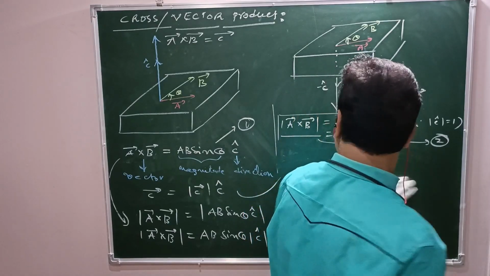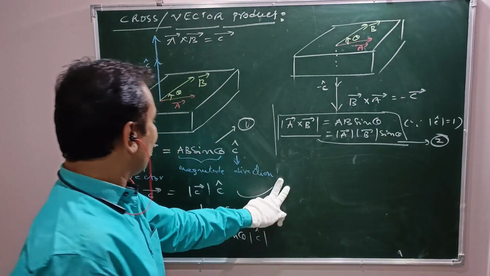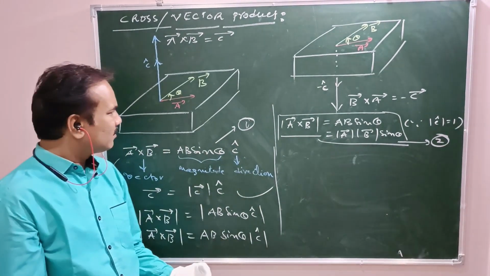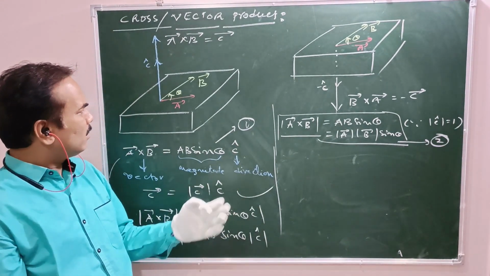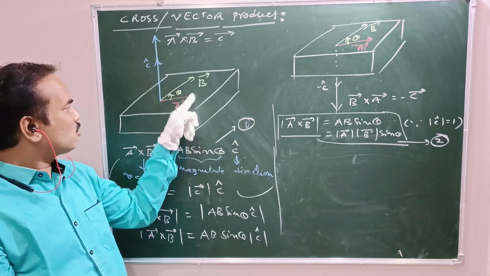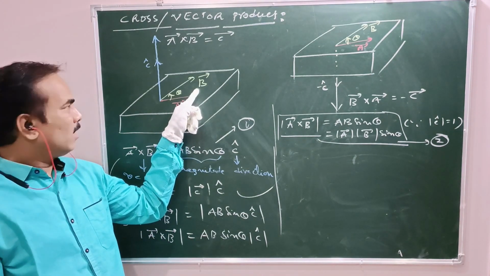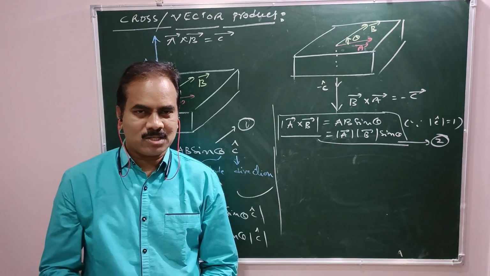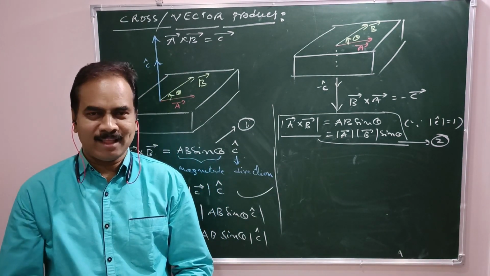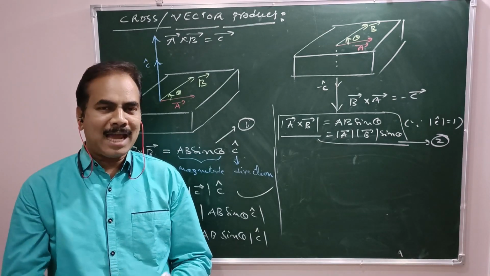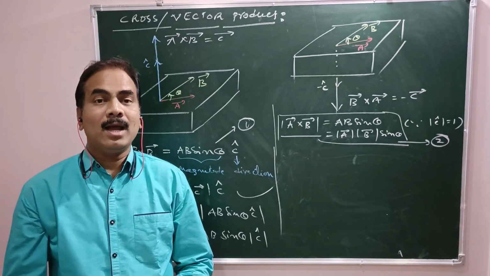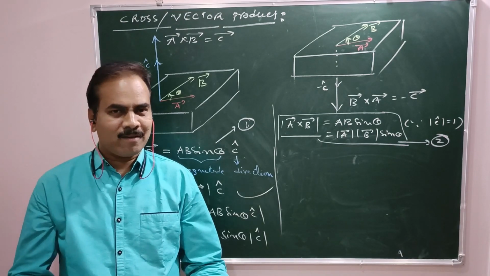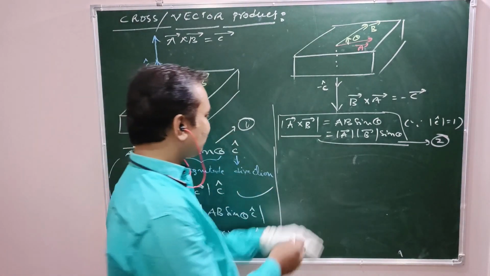Now let us see the variation of the magnitude of the cross product of these two vectors with variation of theta. Suppose you are given a pair of vectors with theta as the angle between them. If you change the angle between the given pair of vectors, you can have different magnitudes of their cross product.